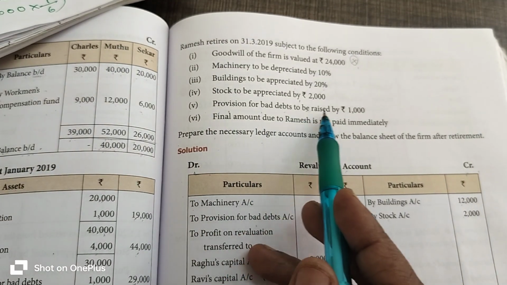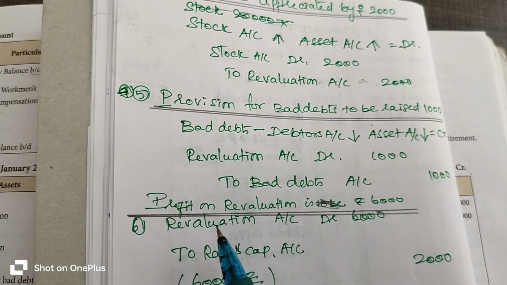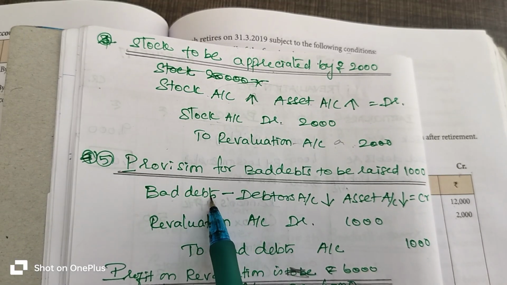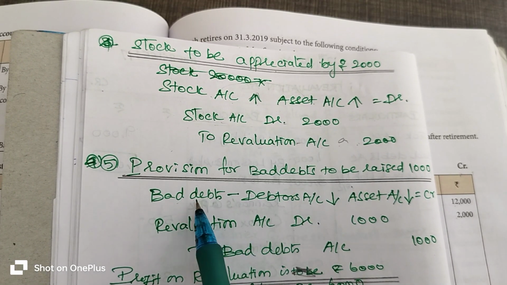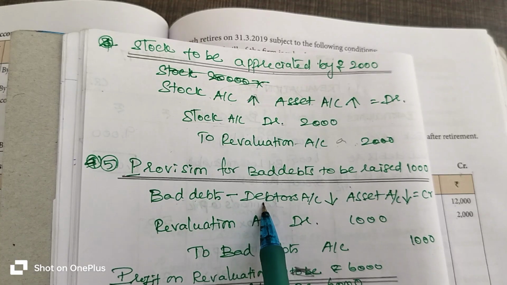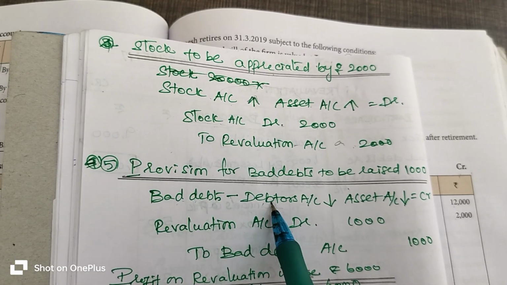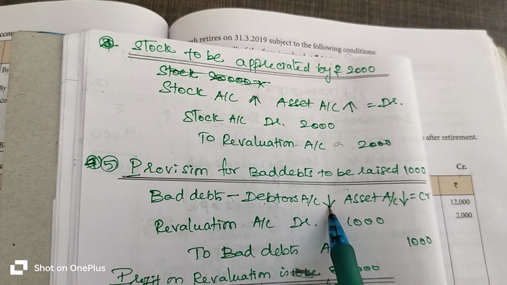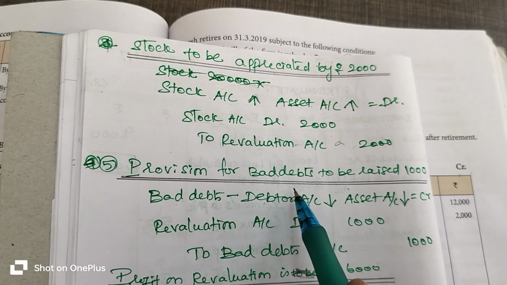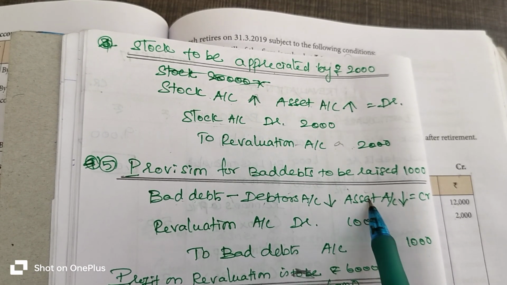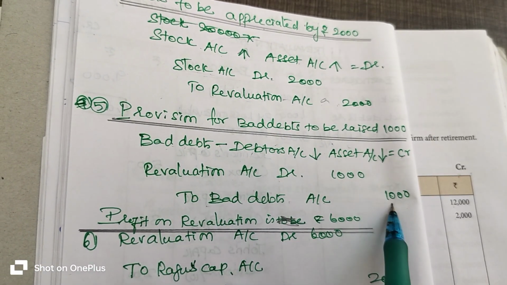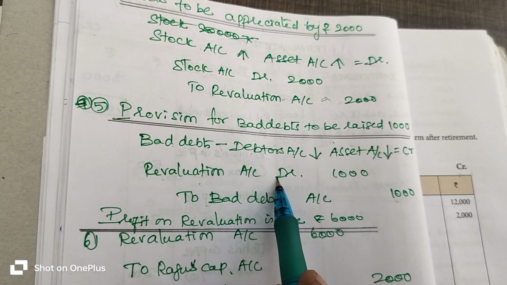Provision for bad debts to be raised 1,000 rupees. Provision for bad debts raised 1,000 rupees means what? Bad debts we always calculate with the debtors. Bad debts belong to debtors, and we subtract bad debts from the debtors value. If you subtract bad debts from debtors, your debtors value decreases. Whenever your debtors value decreases, asset value also decreases because debtors belong to the asset account. So if the asset account decreases, it is to be credited. So bad debts is to be credited. Which account is to be debited? Revaluation account is to be debited.